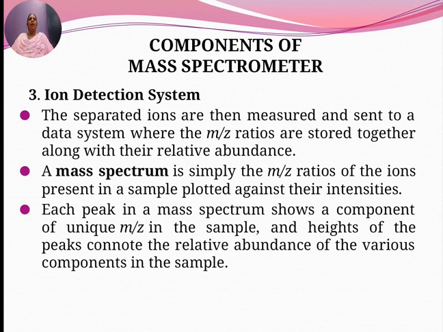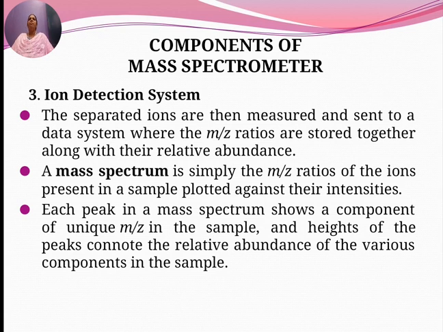The separated ions are then measured and sent to a data system where the m/z ratios are stored together along with their relative abundance.